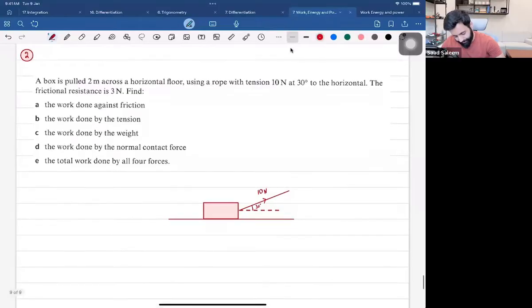Okay? Now you're pulling it 2 meters, so that means it moves from here to here. Now the work done against friction, once again, notice that the word that is used is against.